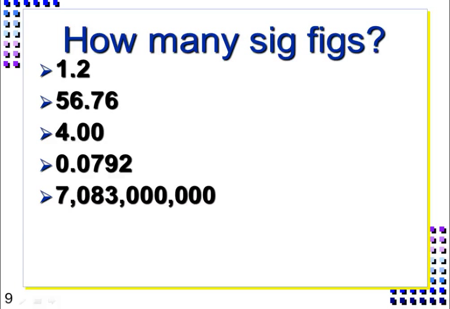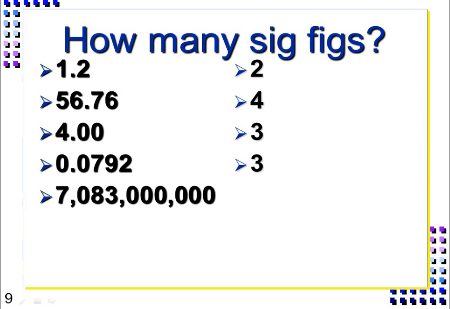How many sig figs are in these numbers? The number 1.2 has 2 sig figs. The number 56.76 has 4 sig figs. In the number 4.00, there are 3 sig figs there. The zeros at the end are to the right of a decimal and to the right of a sig fig, so they do count.